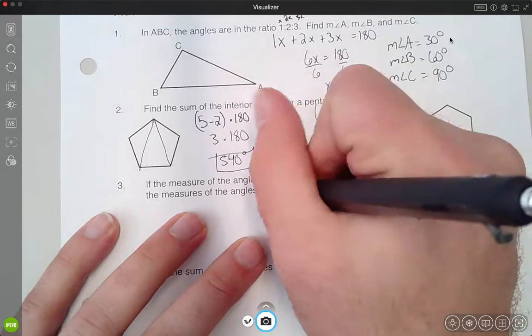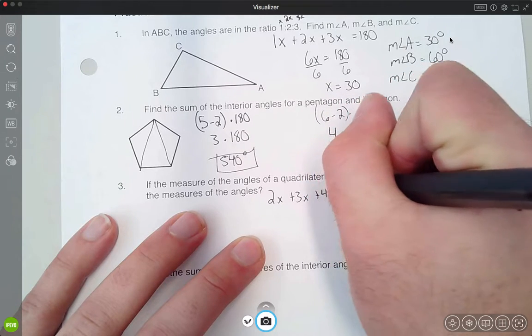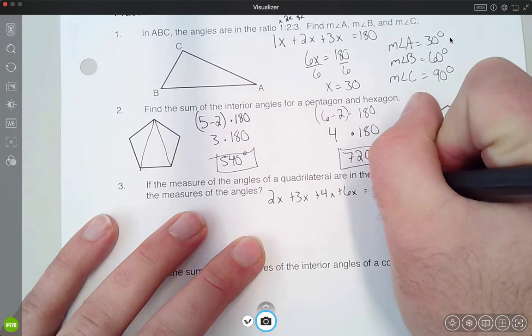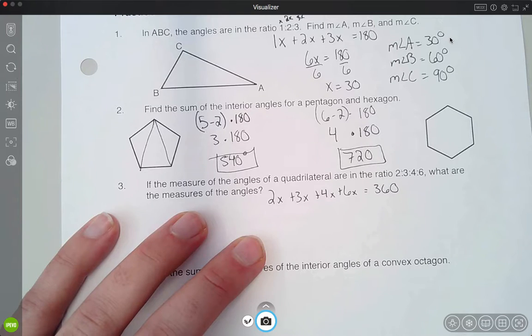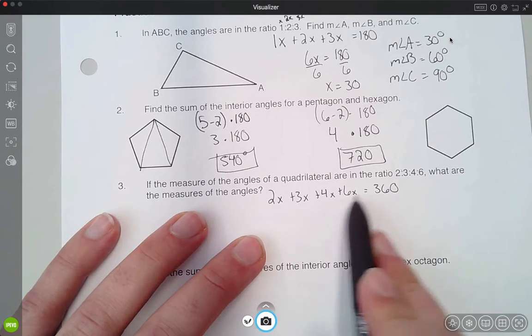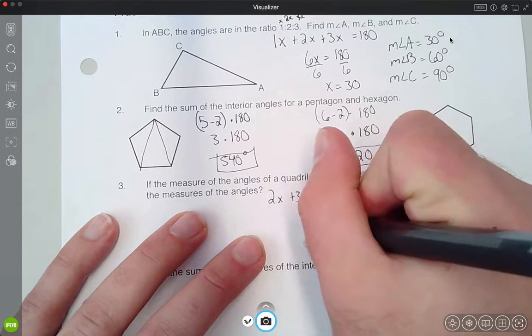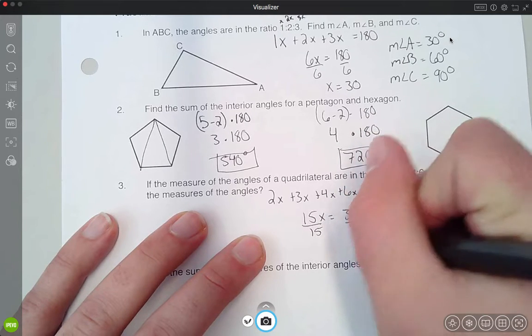So I'm going to have 2x plus 3x plus 4x plus 6x is equal to 360. If I add those all together, 2 and 3 is 5, plus 4 and 6 is another 10, so 15. So 15x is equal to 360. If I divide by 15 and divide by 15, x is going to equal 24.